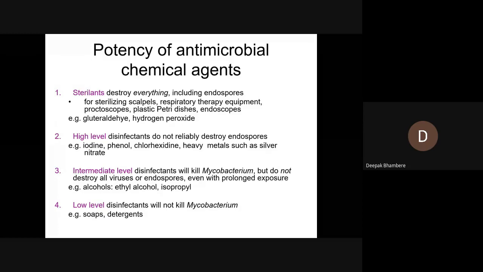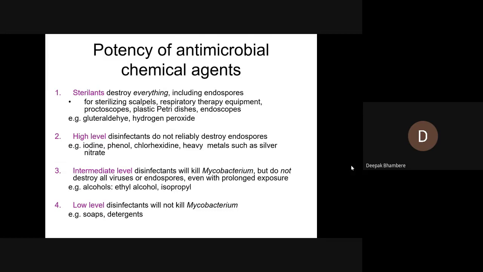Yes. Okay, so we were discussing disinfectants or disinfection. Now, most of the disinfectants can be used for different purposes, and their potency varies according to the type of disinfectant. So here we are going to discuss the potency of some antimicrobial agents which can be used as disinfectants.